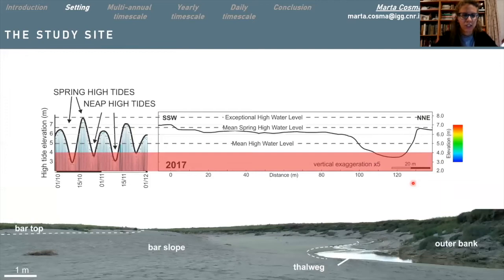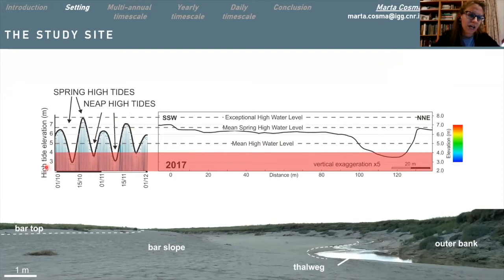So here you are looking at the point bar at low tide with the outer bank, here the Talweg, the bar slope, and the bar top with the finer vegetation on it. And you can see here a cross section of the point bar along the axis of the channel. You can see that we are in the upper tidal zone and near the mean high water level.